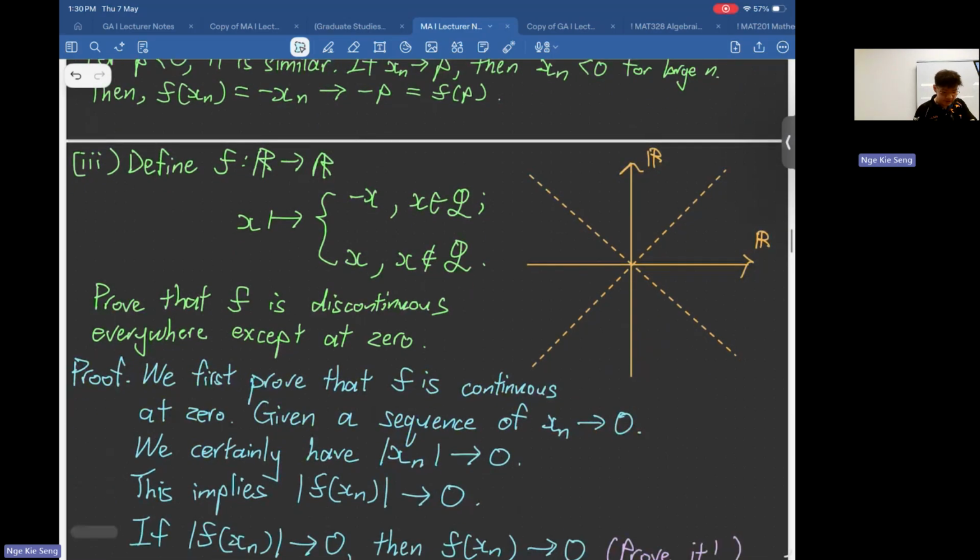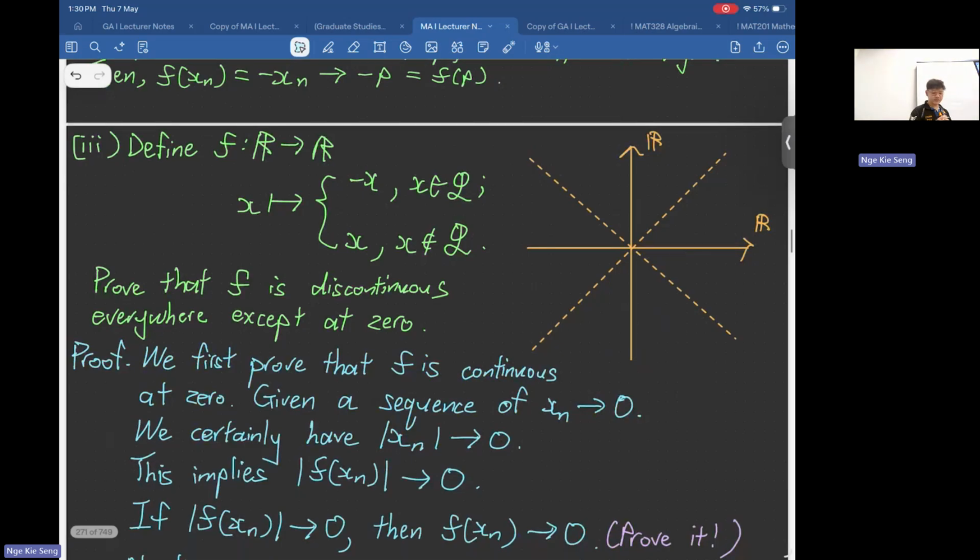And then, does anyone recognize this? What am I doing here? This is a piecewise function with the symbol Q, yes, rational numbers. So you send it to minus x if it is in the rational numbers. If it's a rational number, you send it to x. So which line represents rational? Which line represents irrational? What do you think? There are two dashed lines, right? Oh, that's fine.